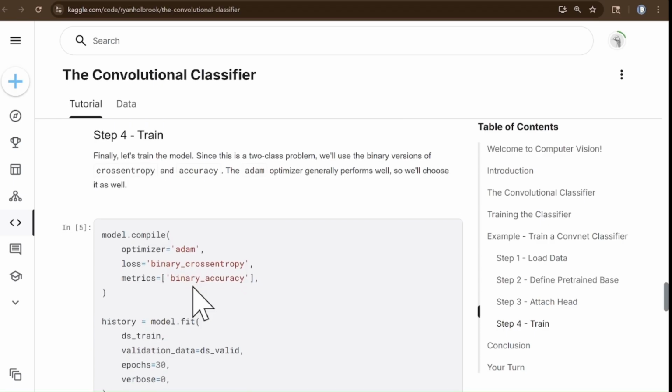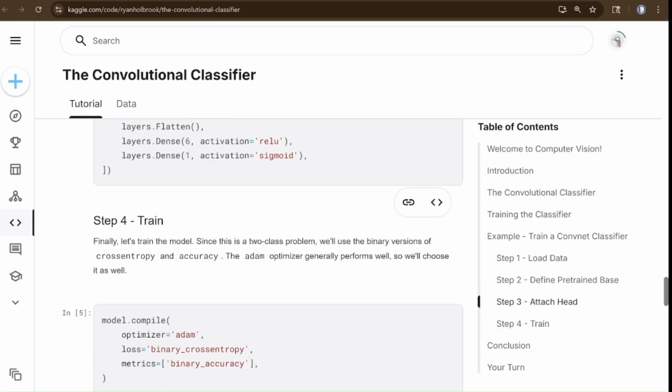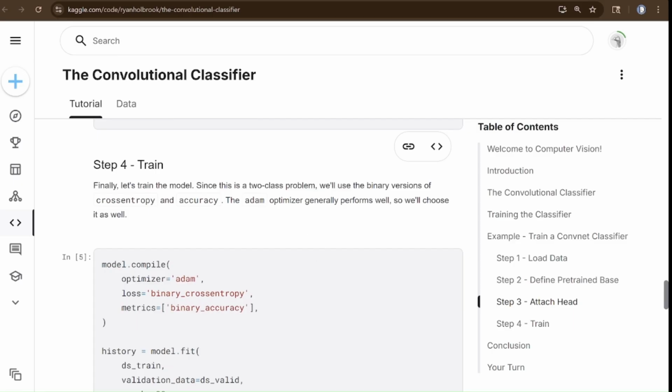Now we have to train the model. Now the main step, that is training the model. So finally let's train the model. Since this is a two-class problem, we will use the binary versions of cross entropy and accuracy. Two-class problem means they just want to check whether it is a bus or a truck. That is why they are using binary cross entropy. Okay. And the metric is accuracy.